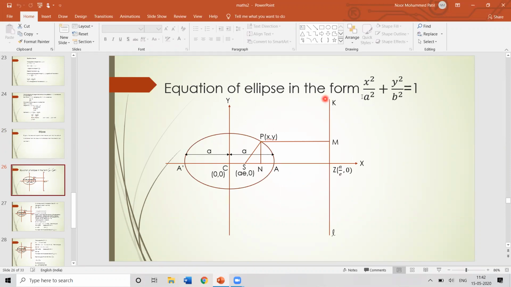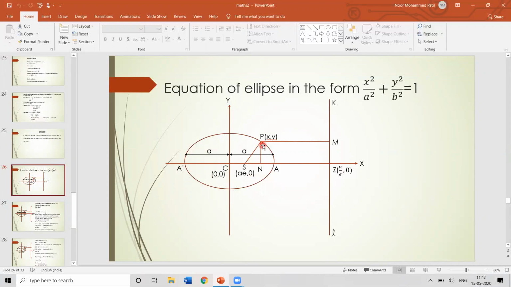So equation of the ellipse in the form x square divided by a square plus y square divided by b square is equal to 1. This is what the ellipse equation. Let us see how the ellipse we are going to consider and then how we are going to obtain this derivation. Now here, this is the ellipse. Let us consider the center of the ellipse is on origin. This point C is at origin point. So the axis is x-axis here and this will be y-axis.